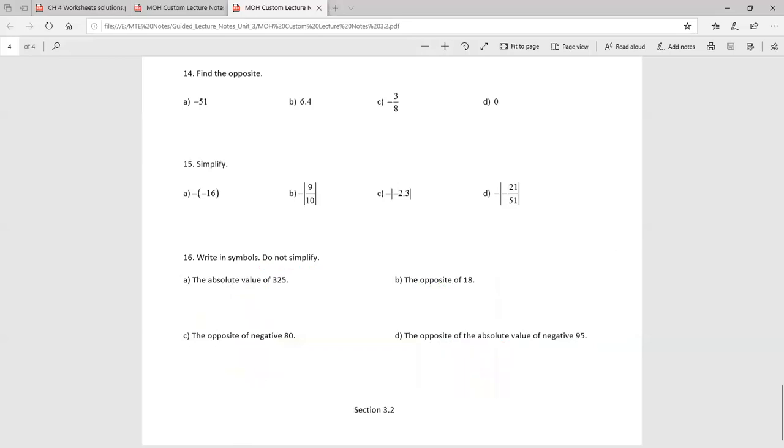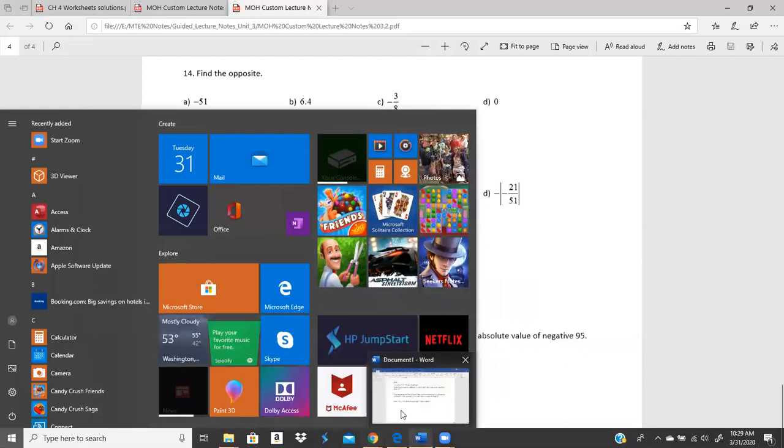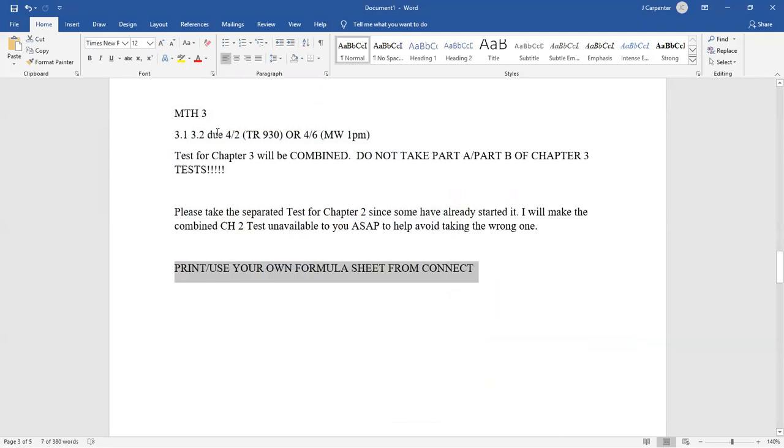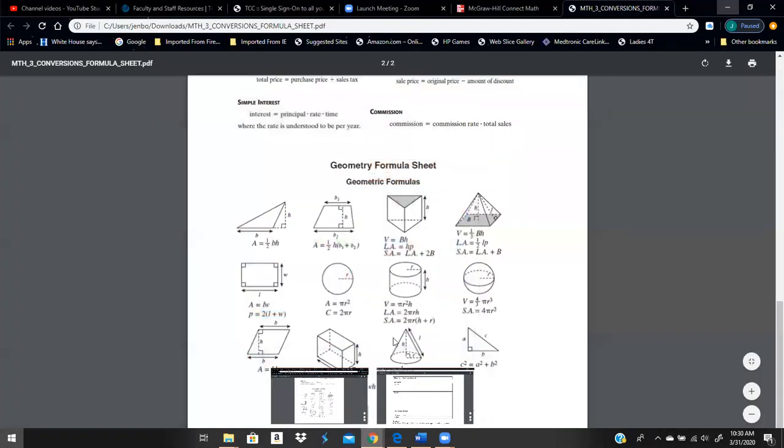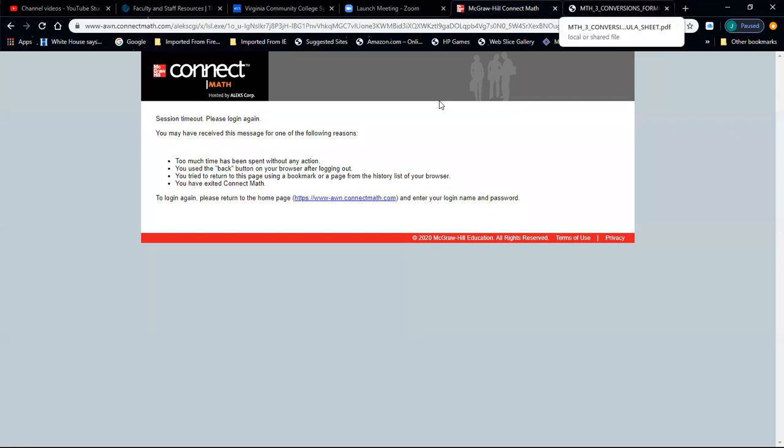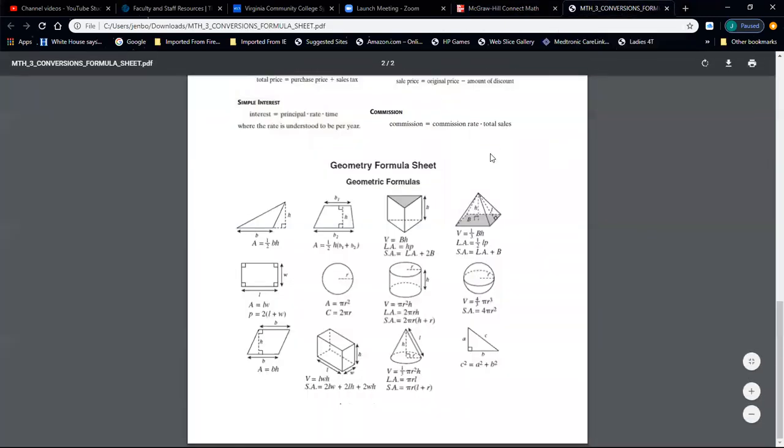So just as a reminder, we finished 3.1 and 3.2, so those are going to be due by midnight of the next class, depending on whether you're the Tuesday, Thursday, or Monday, Wednesday class. Those are the due dates. Make sure that you are doing the separated parts for the Chapter 2 test, Part A, which is based on the first half, Part B, which is based on the second half of that chapter. But for chapter 3, we'll be doing the combined version. Again, I'm going to fix some things in Connect so that you won't even be able to access the parts that you're not supposed to access. Remember to print your formula sheet from Connect, and we said that that was under your resources course files, and it looked like this.